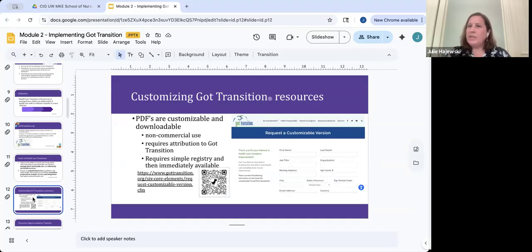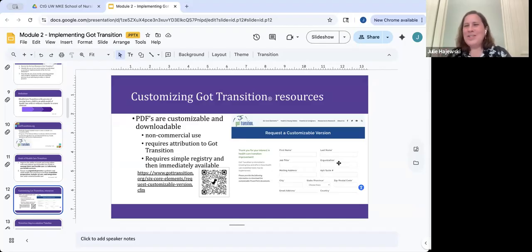One of the things that I didn't mention that I talk a little bit more about in this module is customizing Got Transition resources. As I mentioned, all of the resources are available at no cost to be utilized and adapted as needed, as long as there is an attribution to their work. So you literally can go into Got Transition and you can do customizable PDFs. You simply put in a name and an email address, who you're with. That's all they ask for. And then you immediately get an email back accessing these customizable PDFs.